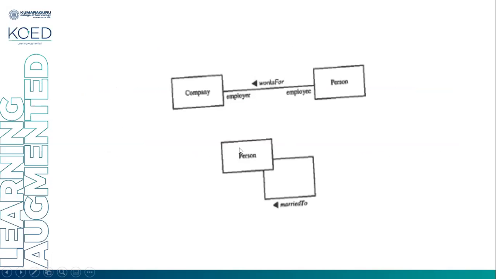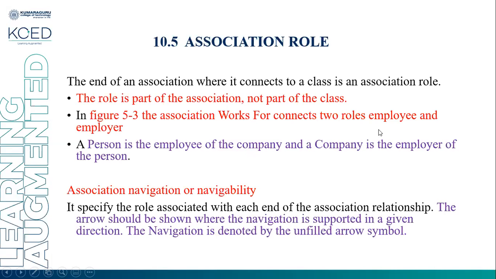So here the association name is married to person. Married to person is an association name. So here association role means what it is attached to. The association role of the company is employer. The association role of the person is employee. So person works for the company.